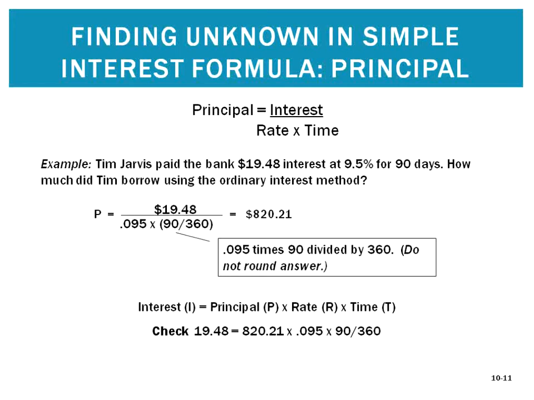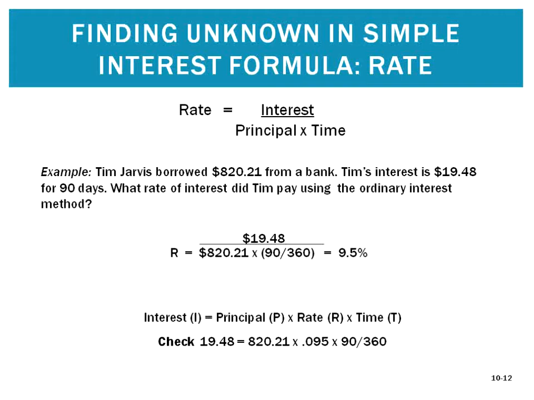If you would have rounded it during the original calculation, principal is equal to interest over rate times time, if you rounded that answer incorrectly, then this check would show you because it wouldn't balance out exactly.